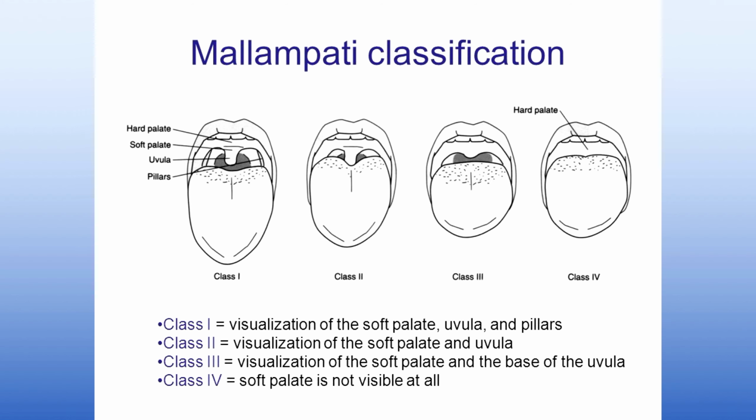Those patients where you cannot see the uvula, or maybe not even the back of the throat, we know that those patients are associated sometimes with difficulty in placing a breathing tube because we can't see from the mouth to the vocal cords using a laryngoscope.